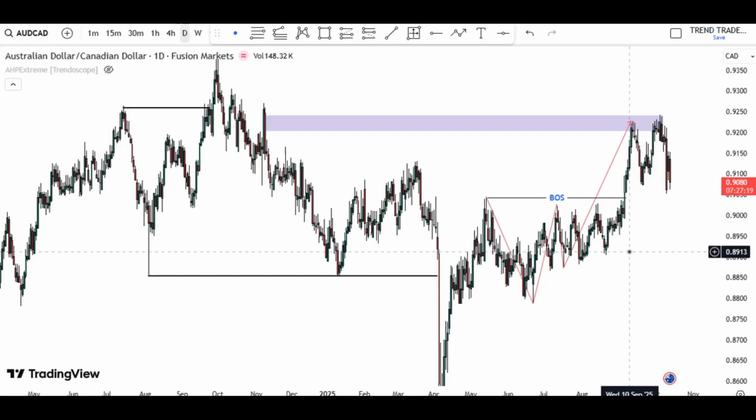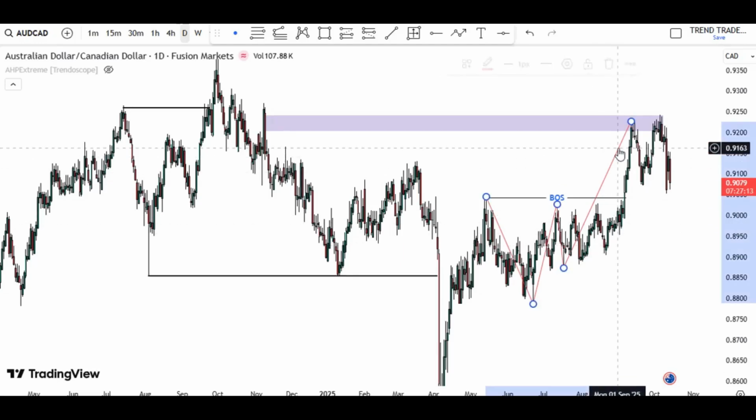So this is where we are on AUDCAD. We have gotten a key level, and we have gotten a harmonic pattern, which we are trying to identify right now.